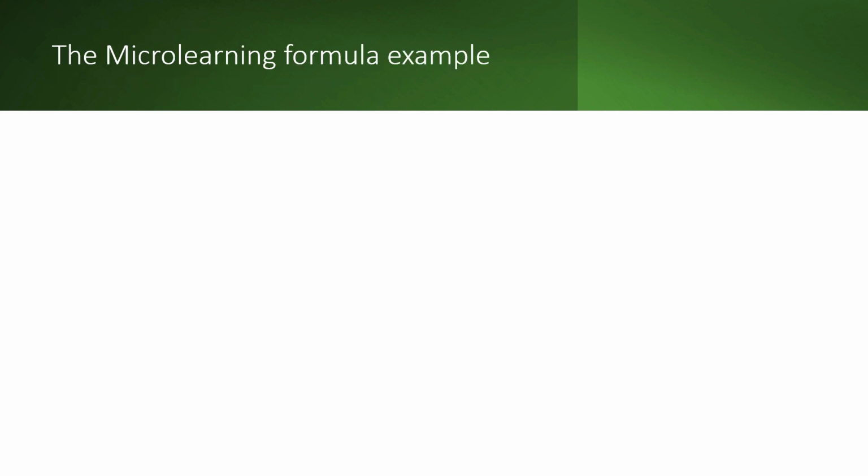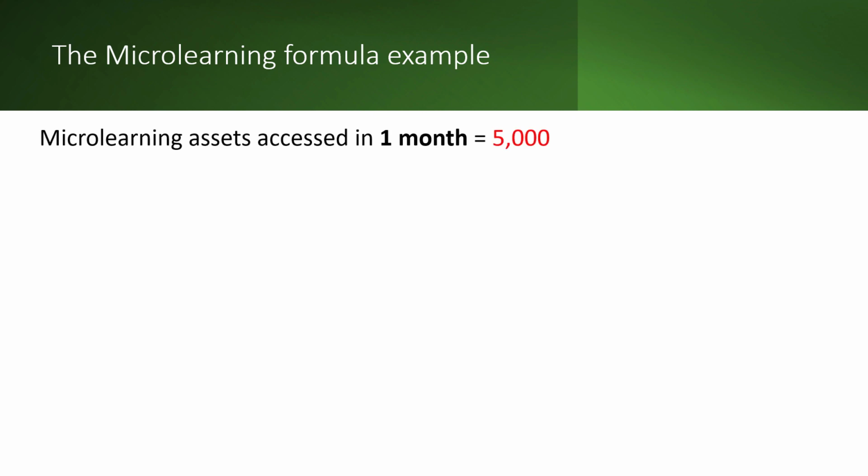Let me give you an example to make all this stuff super clear. Let's say for an organization, microlearning assets accessed within 1 month were 5,000. 5,000 times a various amount of different microlearning assets were accessed. This organization has 1,000 employees. Okay, so keep those things in mind as we go through the formula.